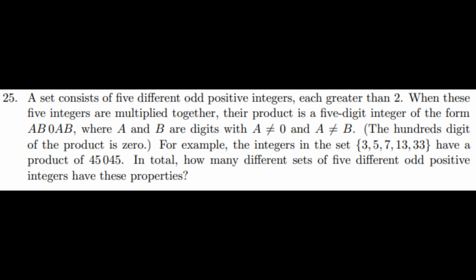The hundreds digit of the product is 0. For example, the integers in the set 3, 5, 7, 13, and 33 have a product of 45,045. In total, how many different sets of 5 different odd positive integers have these properties?